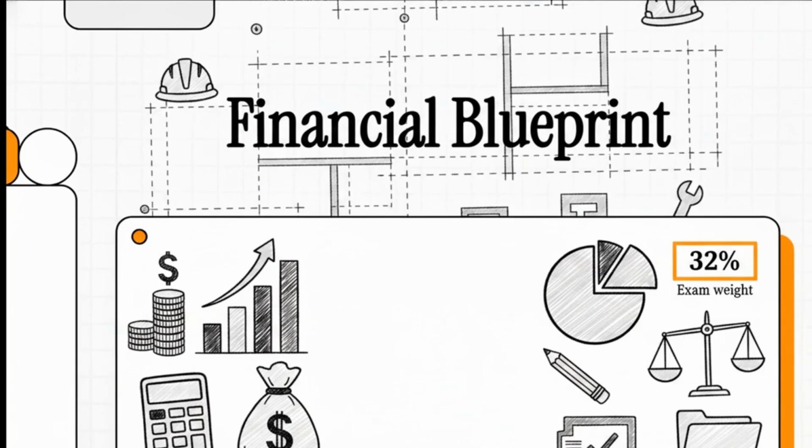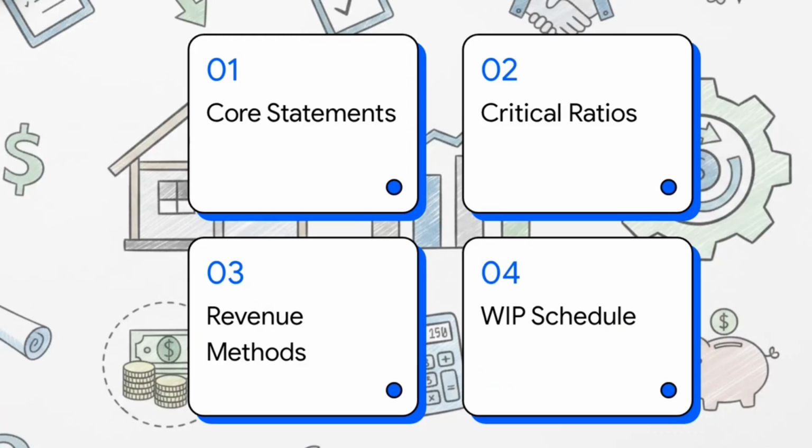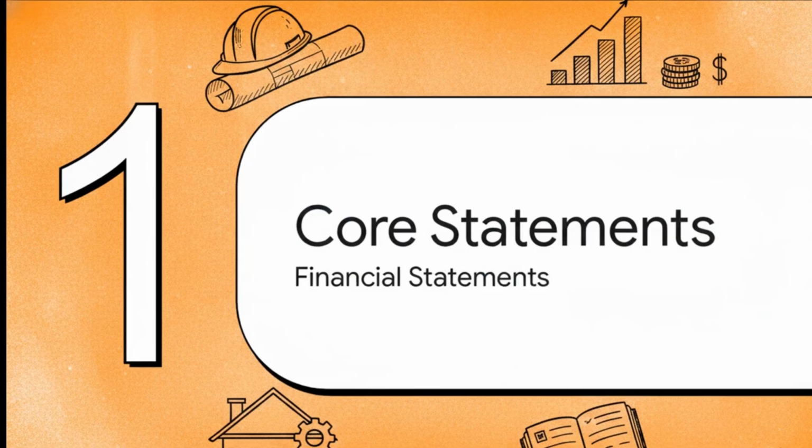It is absolutely your financial blueprint for passing the test, and honestly, for keeping your future business alive and kicking. Give us about 10 minutes and we're going to knock out 4 crucial, highly testable topics. We'll hit core financial statements, critical financial ratios, revenue recognition methods, and finally, we'll wrap up by mastering the WIP schedule. Let's kick things off right now with Section 1, Core Financial Statements.